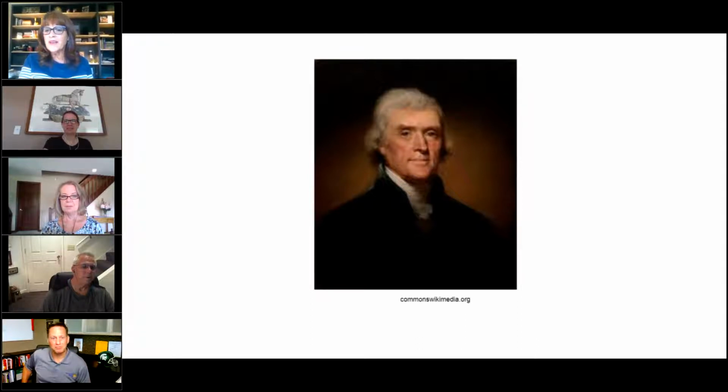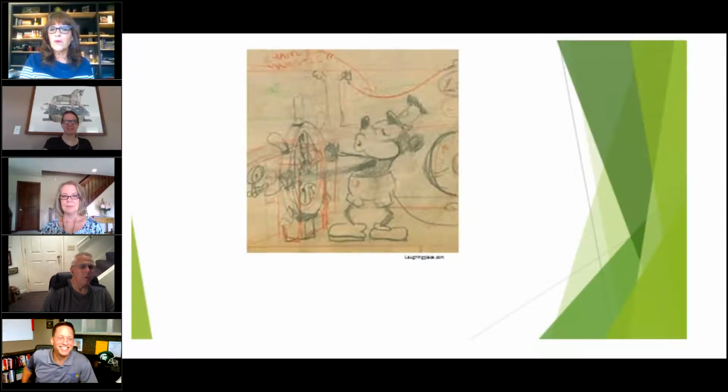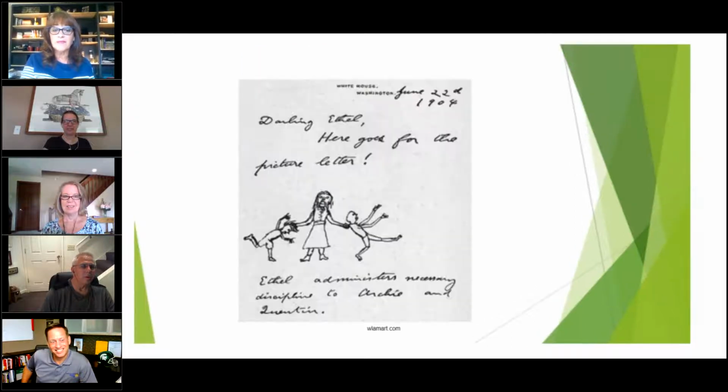So that doodle led to an invention. We know he not only was president, but he was quite an inventor. So here's another doodle. Do we recognize that one? That's actually Steamboat Willie by Walt Disney, and that was the precursor to Mickey Mouse. This doodle with some writing attached to it is Theodore Roosevelt. He had a couple of very ornery boys and a daughter named Ethel. So he would write her letters and create doodles, and here Ethel's trying to corral her brothers and get them to be behaving themselves.